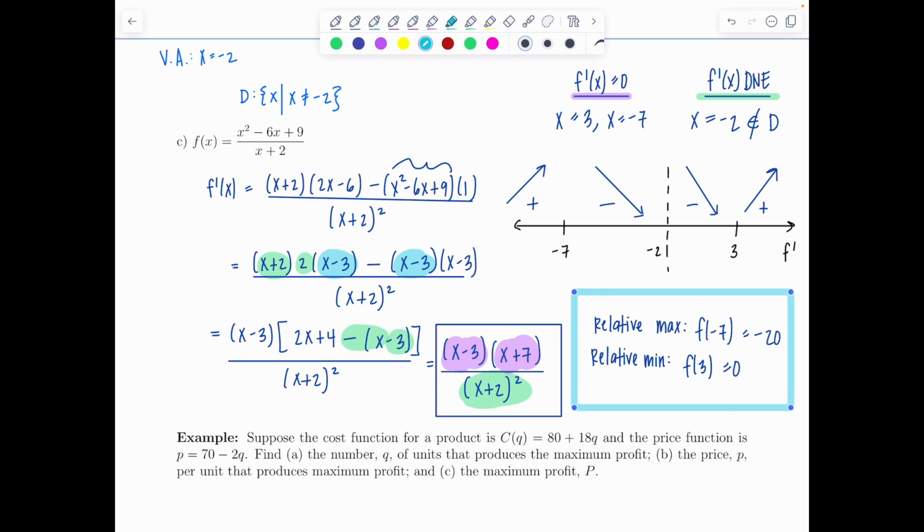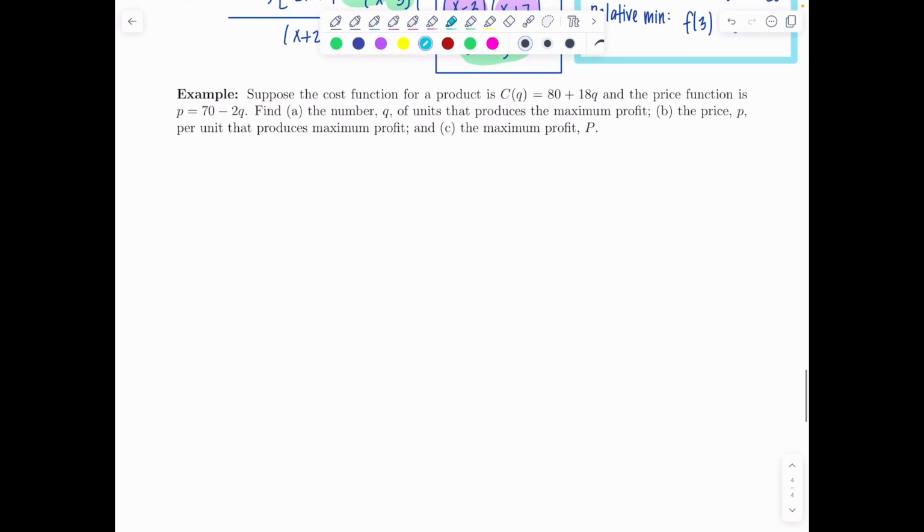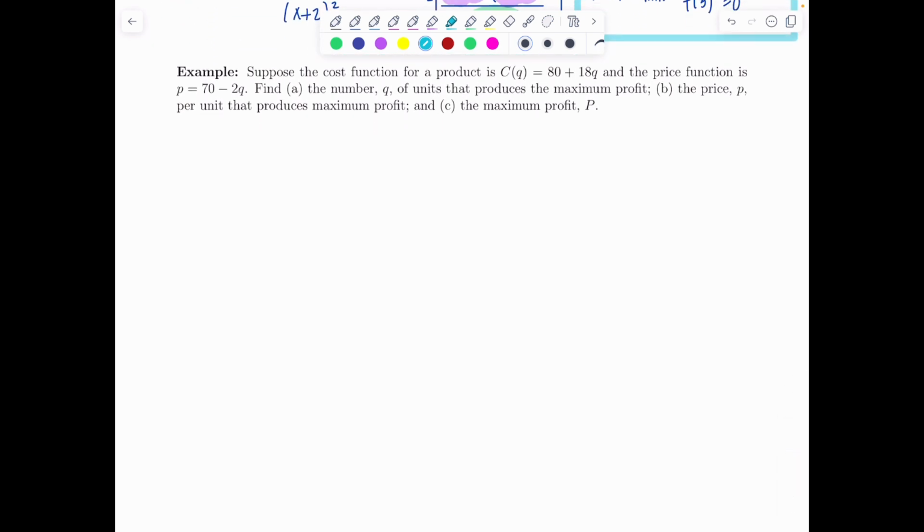So now let's look at an application, because this is business calculus, of course. So suppose the cost function for a product is as follows. C of Q equals 80 plus 18Q. That's cost. And then the price function is P equals 70 minus 2Q. So part A, find the number Q of units that produces the maximum profit. And then B, we want the price per unit that produces the maximum profit. And then part C, while we're at it, tell us what that max profit is. Okay, so let's remind ourselves how we find profit.